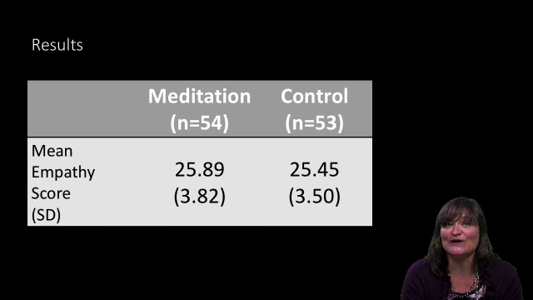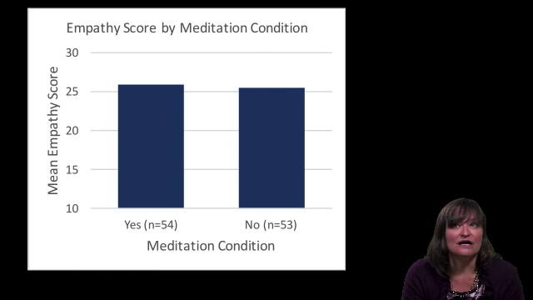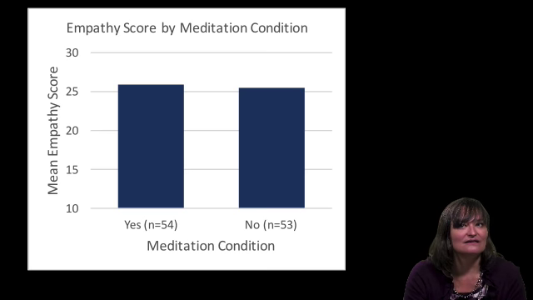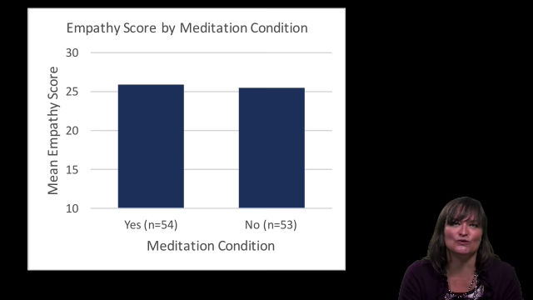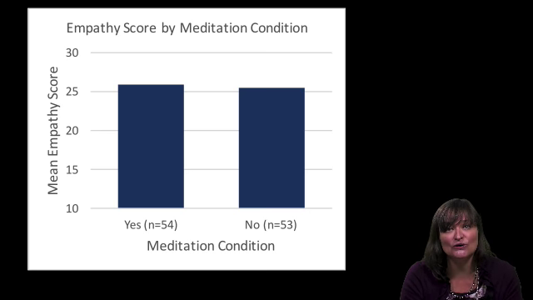Boy, those numbers look pretty close together, don't they? 25.89 and 25.45. There doesn't seem to be much of a difference between those two means. It seems like any difference there could be easily accounted for just by random error or fluctuation. If we look at the graph for those, again, we can see, boy, they're really right on top of each other. Now, as we move through the quarter, we'll have the statistical tools that will allow us to conclude, is this a real difference or not?